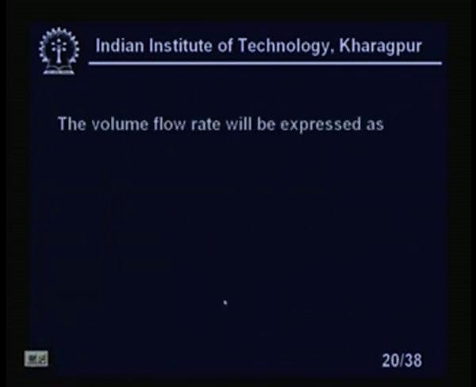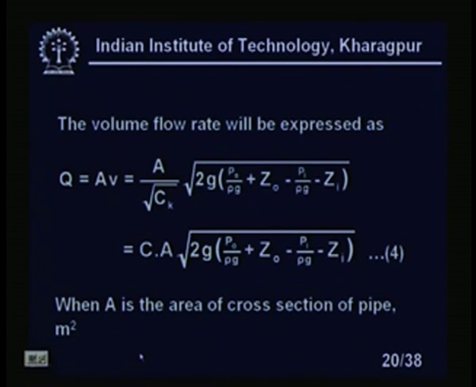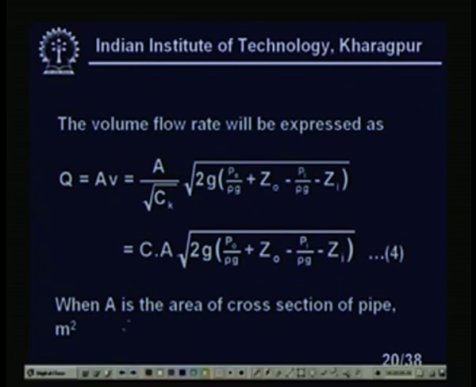So volume flow rate will be expressed as Q equal to AV, A upon root over Ck, root over 2G times P naught by rho G plus Z naught minus Pi by rho G minus Zi. We have combined, instead of writing A and root over Ck, we write C into A, root over 2G times P naught by rho G plus Z naught minus Pi upon rho G minus Zi, equation number 4, right, where, please note, A is the area of cross section of pipe in meter square.